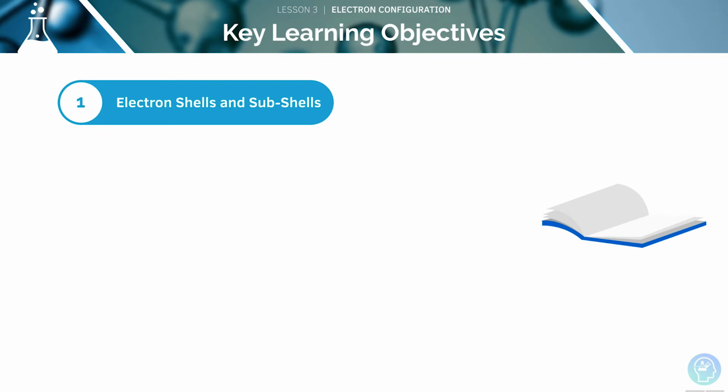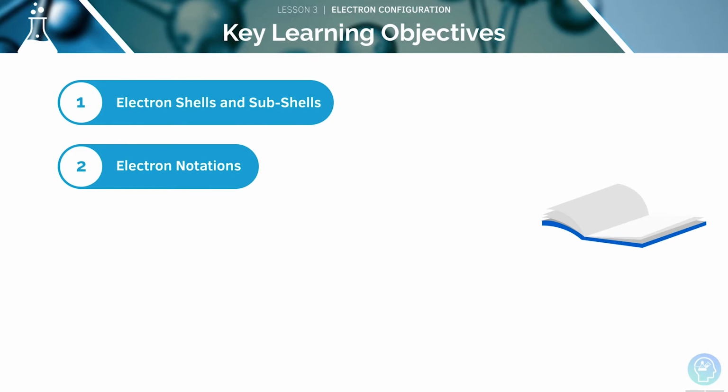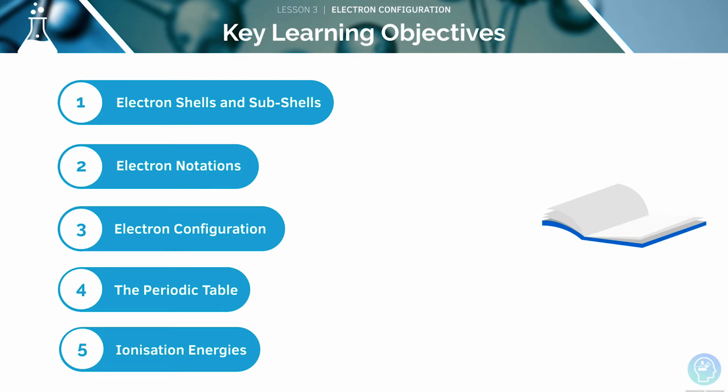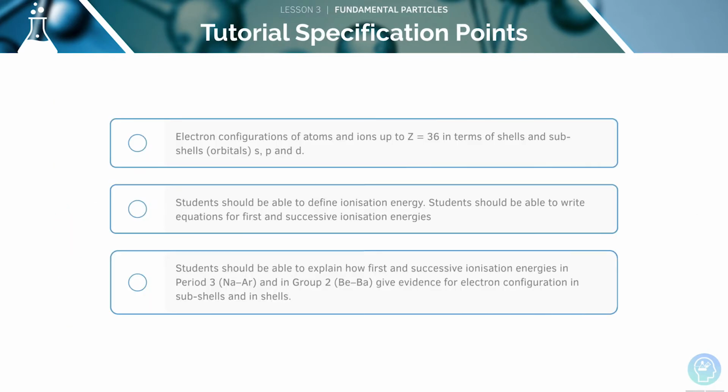In this tutorial, we'll be covering the following key learning objectives. Firstly, we'll look at electron shells and subshells. We'll then move on to look at electron notations and electron configuration. Our last two learning objectives will cover the periodic table and ionization energies. Here are the three key specification points we'll be covering in this tutorial. Make sure to pause the video now and have a read through them before we begin.